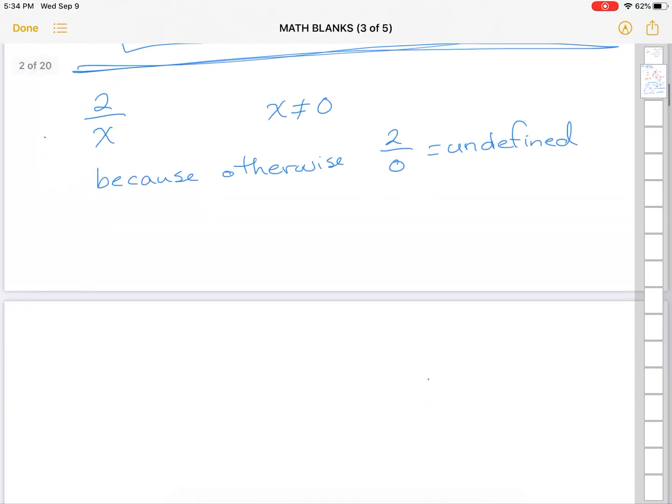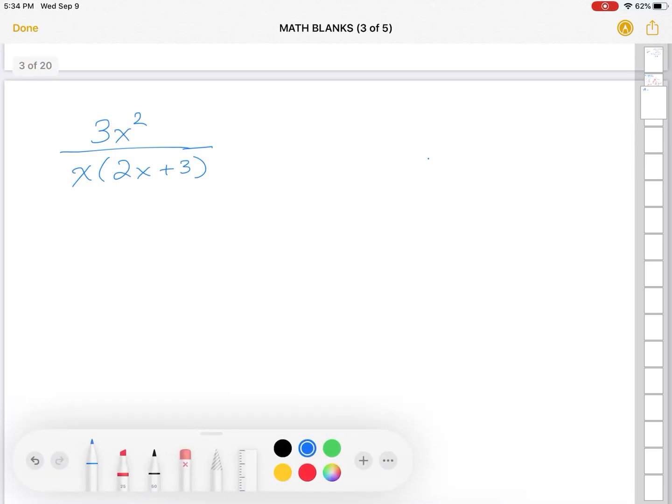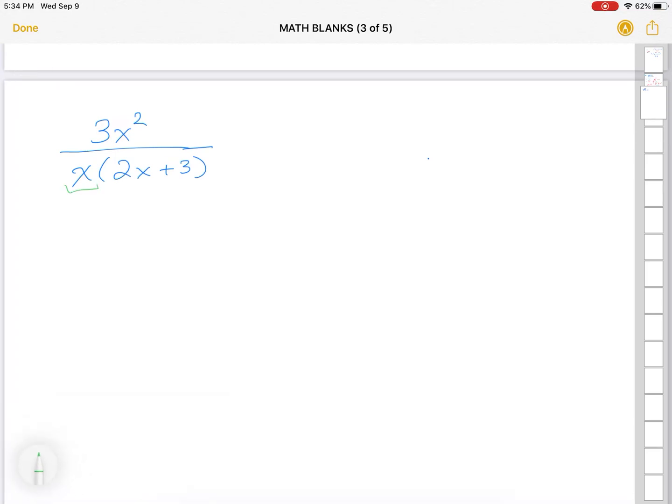Now, some people were having some trouble with the ones that give you fractions. So let's look at one of those. Say I have 3x squared over x times 2x plus 3. There are 2 factors in the denominator. There's the x, and there's the binomial, 2x plus 3. I do not want either of them to be 0.